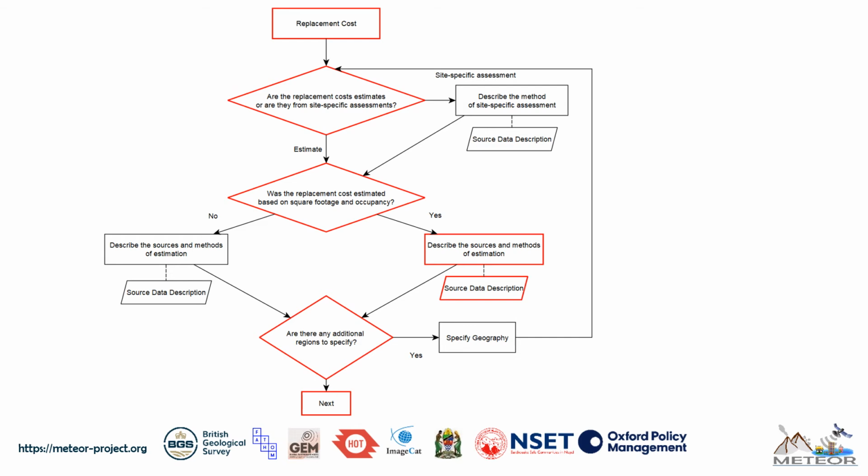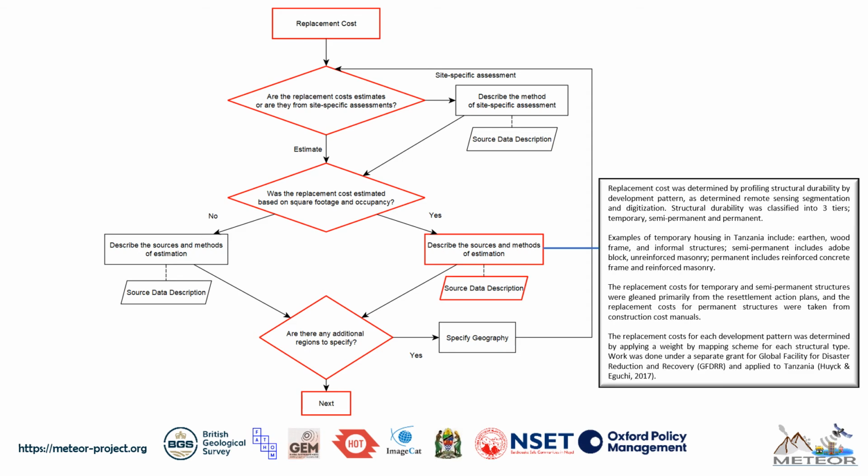Replacement cost values for Tanzania are based on estimates from a study conducted by ImageCAD for several African nations, which more accurately characterizes the per unit building area replacement cost, particularly in rural Africa. Replacement cost was determined by profiling structural durability by development pattern, as determined via remote sensing segmentation and digitization. Structural durability was classified into 3 tiers: temporary, semi-permanent, and permanent.